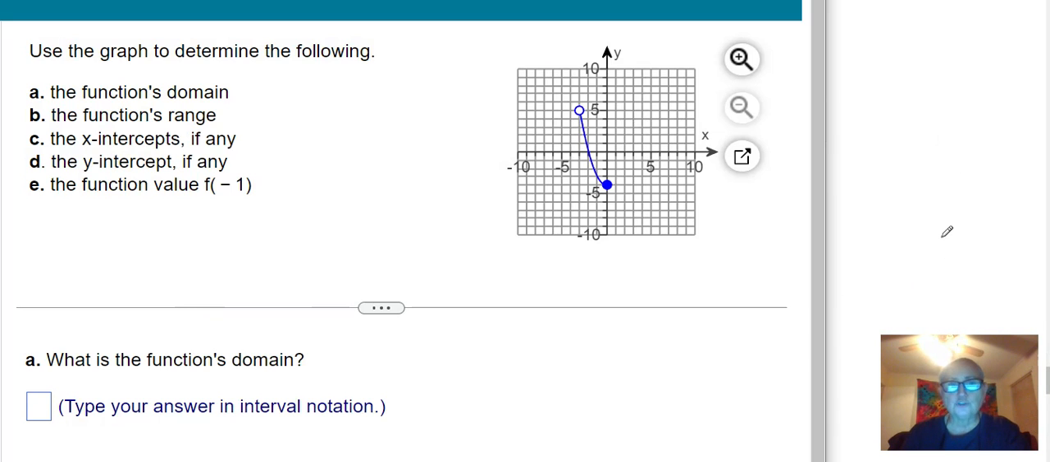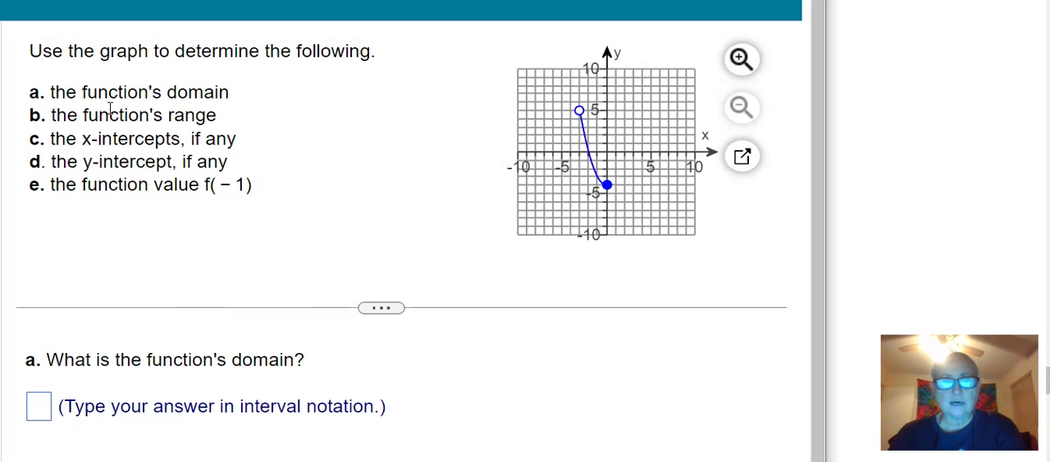Similar question. Use the graph to determine the function's domain, that's its x values, the function's range, that's its y values, x-intercepts if any, y-intercepts if any, and the function value when x is -1. So you'll notice that this graph is a finite graph. It has limits to it, whereas that last one went up forever. This one goes up and stops, and then goes down and stops.